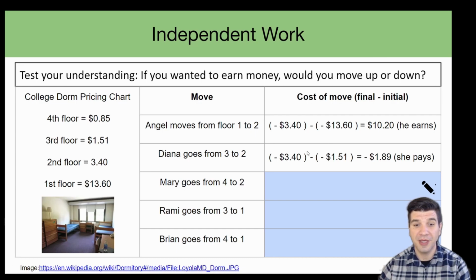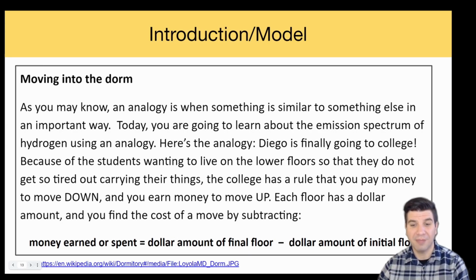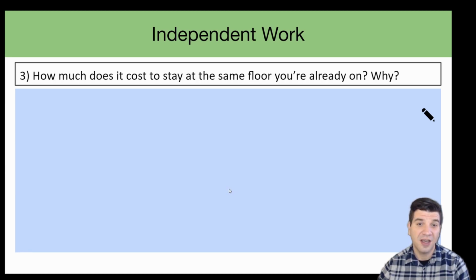At this point, you should be able to answer those remaining 3 questions on here. Same thing, just follow the pattern that I showed you. Don't forget your formula. Remember, the money earned or spent equals the dollar amount of the final floor minus the dollar amount of the initial floor. And with a little bit of logical deduction, you should be able to figure out the answers to the remaining questions. I hope this was helpful.